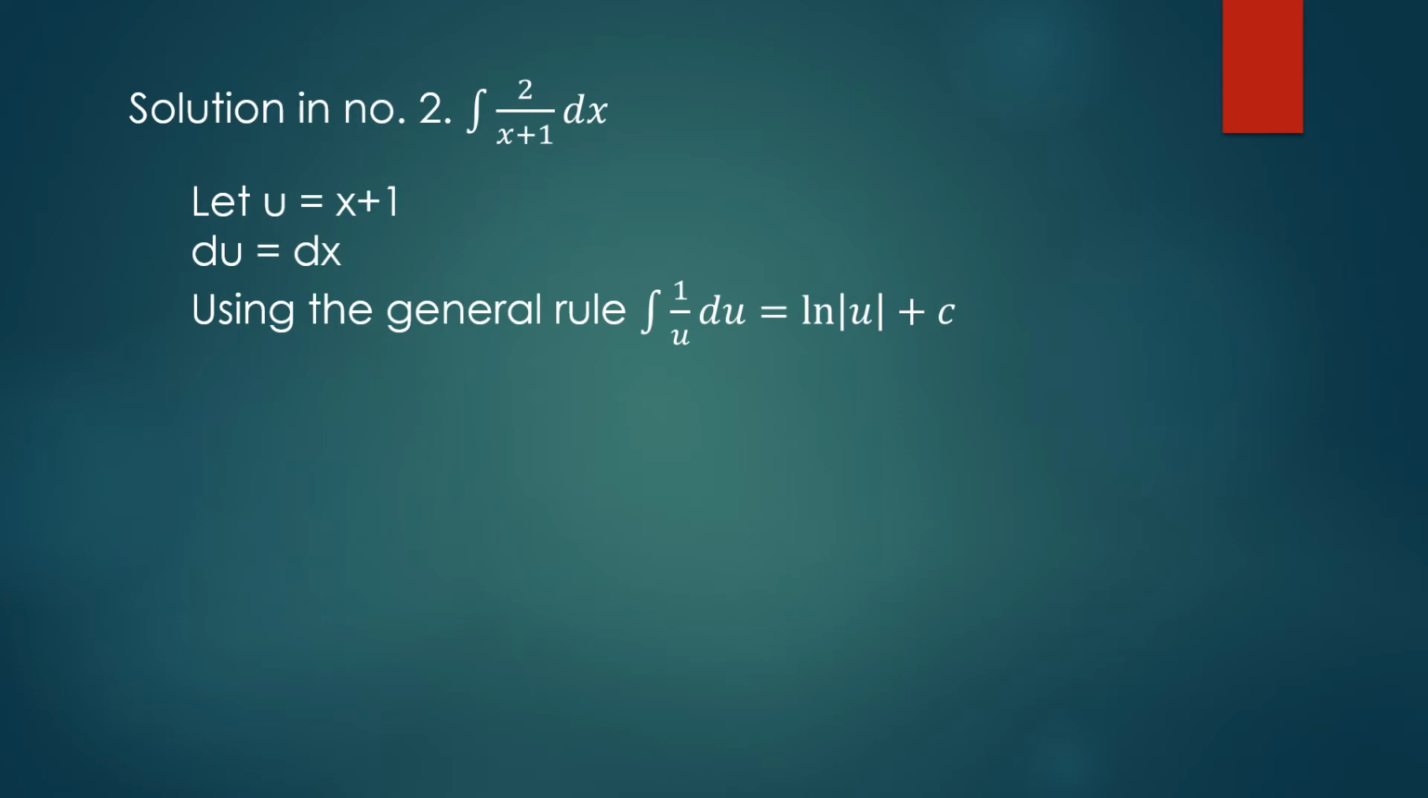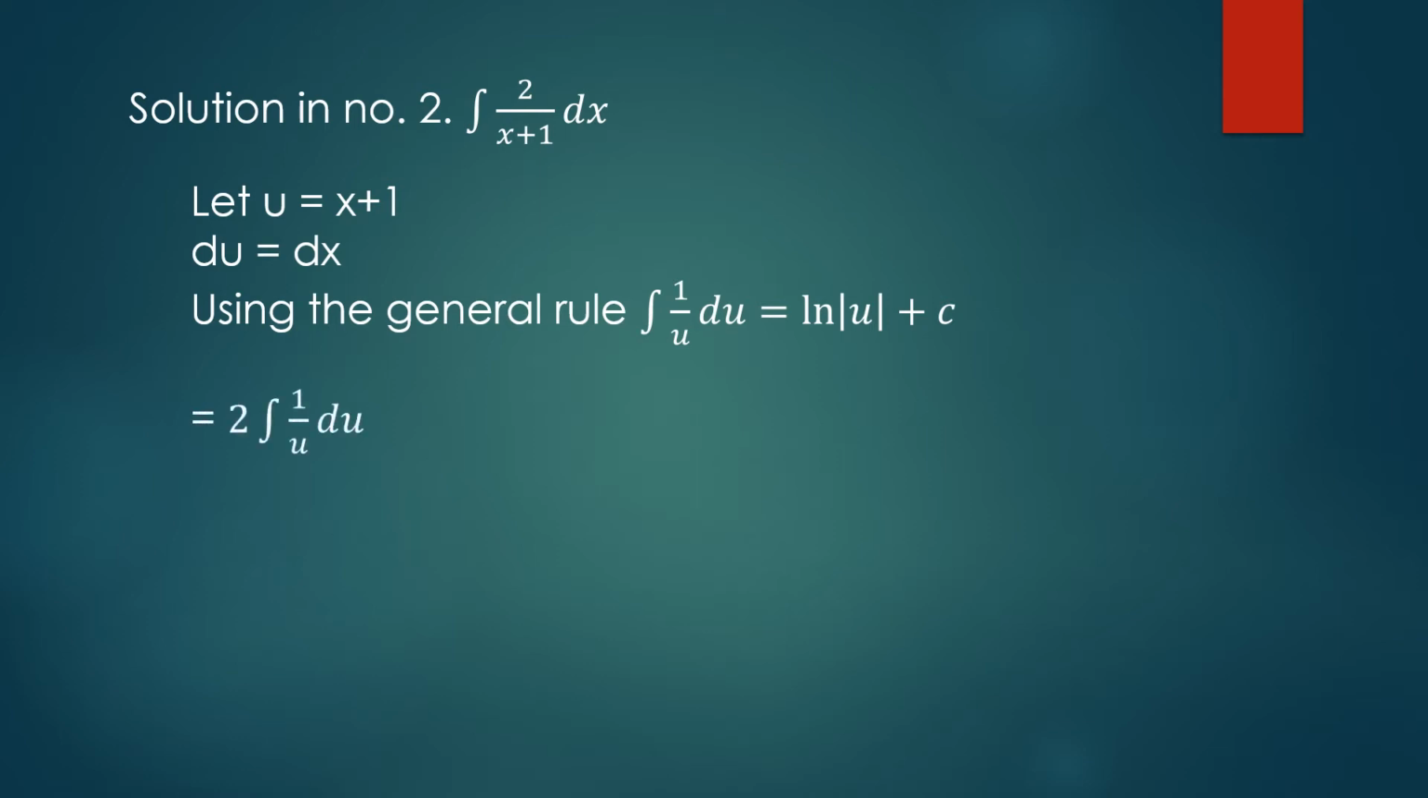Then as we get the derivative of u, we have du equivalent to dx, because the derivative of u is 1. For the derivative of x plus 1, the derivative of 1 is 0, and for x it is 1, so we write dx. That's why we write du is equal to dx. Using the general rule, the integral of 1 over u du is equivalent to ln of u plus c. So that is how we process or get the antiderivative of a rational function.